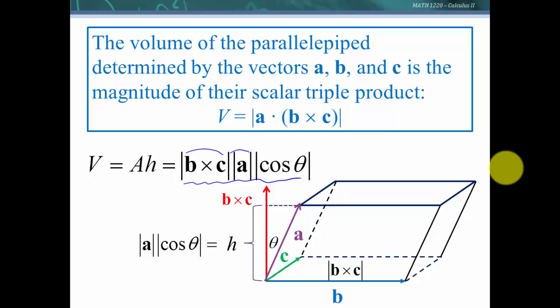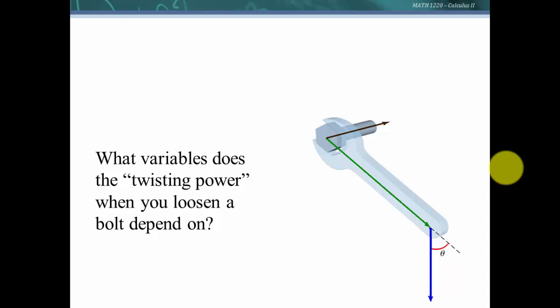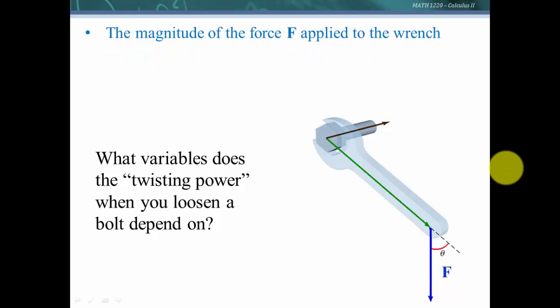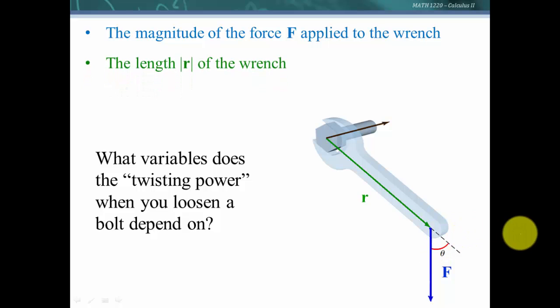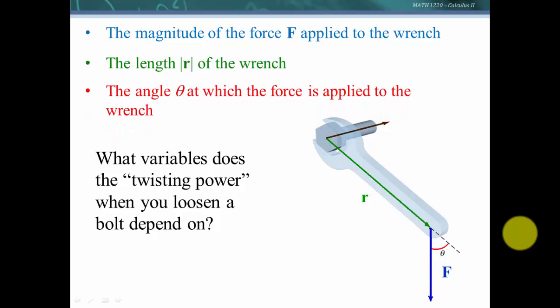One other application involving the cross product is the torque. Think about what variables help the twisting power when you try to loosen a bolt with a wrench. As we look at this, the magnitude of the force that you apply will be a piece of it. The length of the wrench would be a piece of it, and then the angle at which you're applying the force will also be a piece of that. That force is not applied in exactly the right direction, so we would need to look at the component of it that is perpendicular.